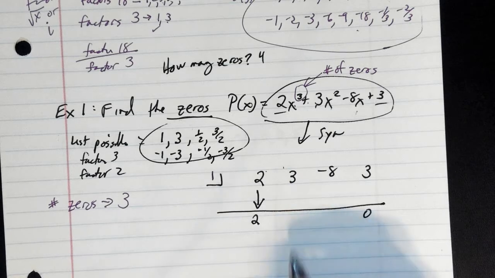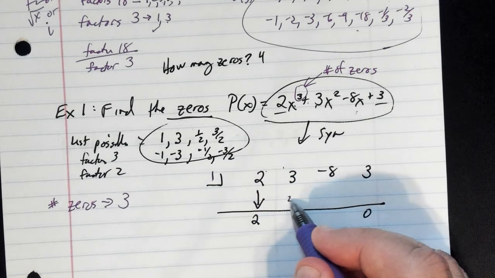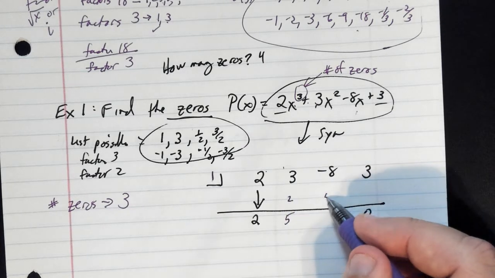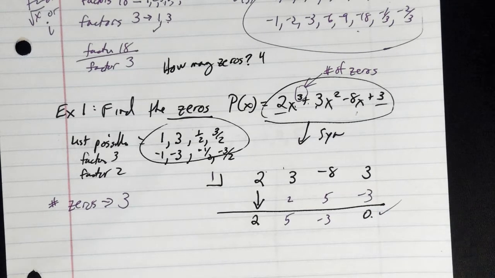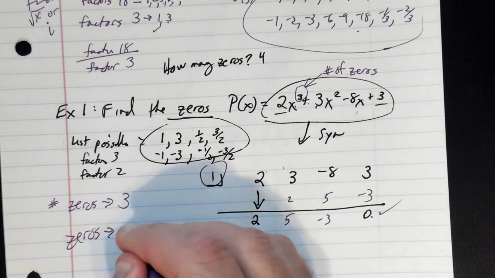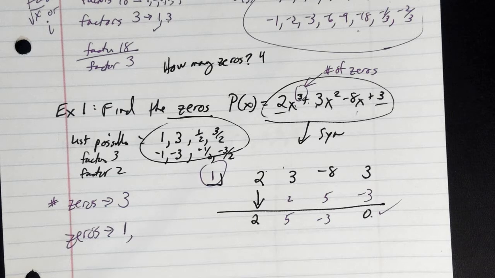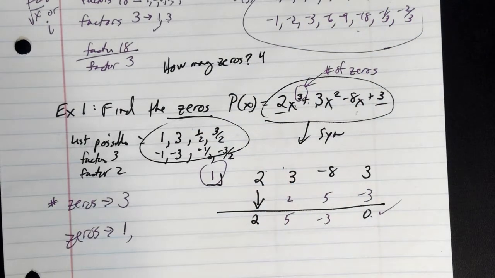Okay, so I'm going to plug 1 in. So we're going to go 2. Okay, put a 2 there. We're going to add. That's a 5. That's a 5. It's going to be -3, -3, and get 0. Hey, there's my 0. So that means 1 is one of my zeros. Okay, so I have 1. How many am I looking for? I'm looking for 3. So I need 2 more.